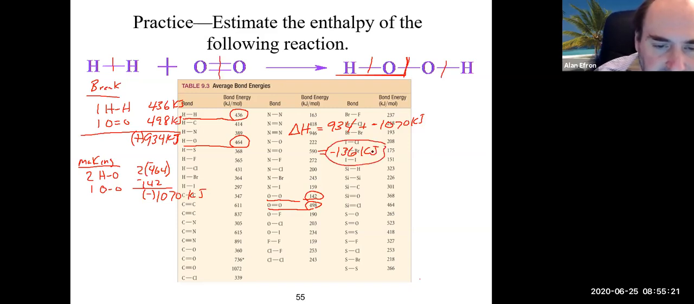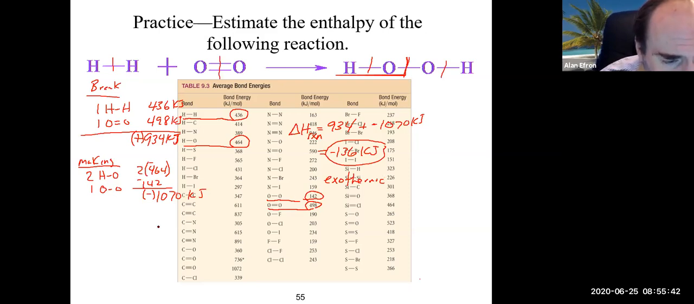So what this tells us is the delta H of this reaction is exothermic based on the bond energy. Any questions on how to do that? Yeah, so in terms of energy, there's 2 signs really when you think about energy.